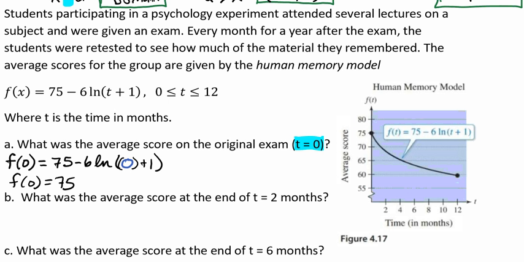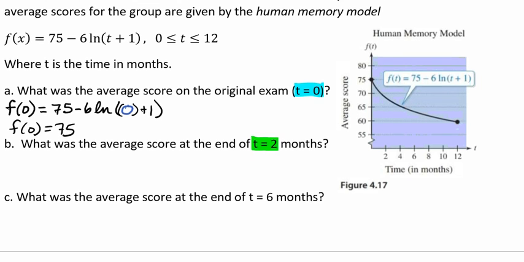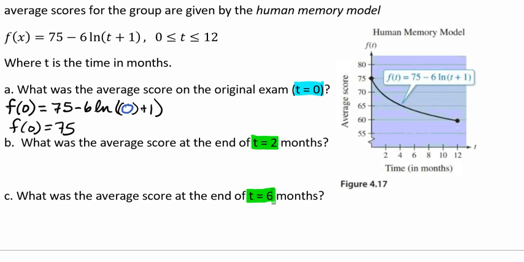Question B says, what is the average score at the end of 2 months? So this is very similar to letter A, except this time it's saying that t equals 2. So I'm going to have you go ahead and try this one and part C on your own. When you're done, push play, and we'll see if you were right.